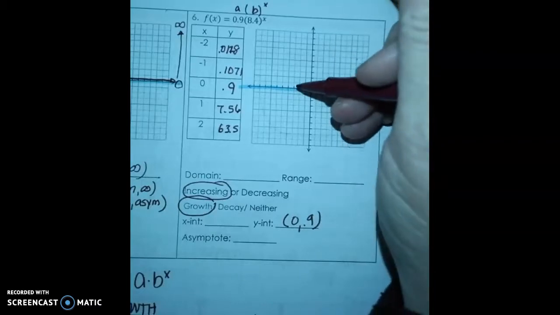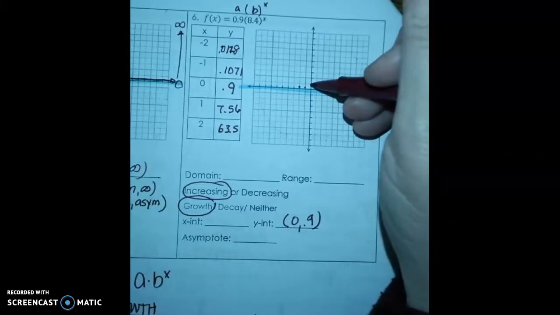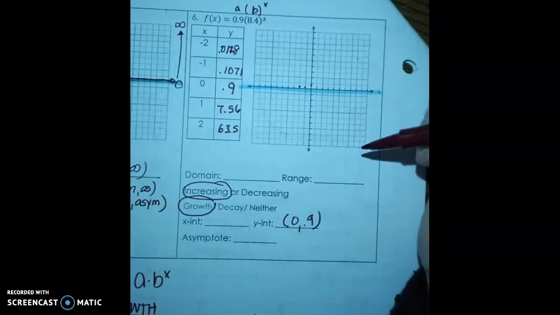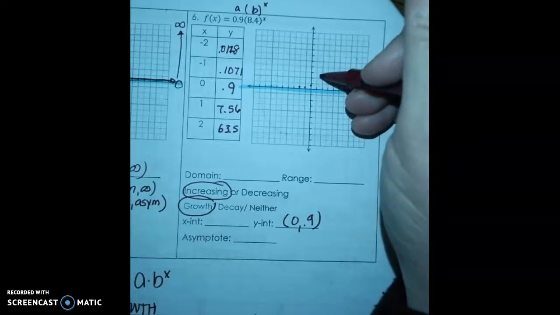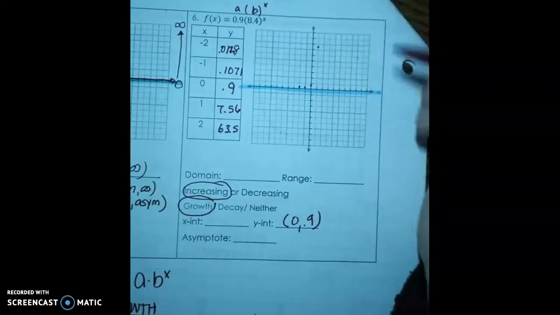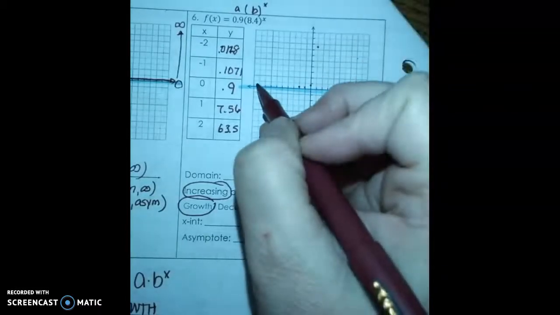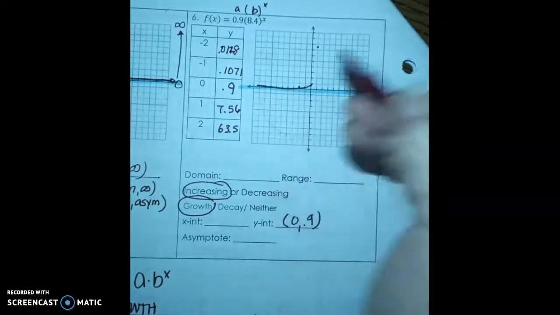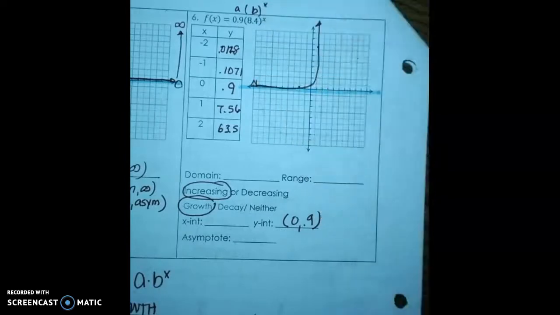-1 is a little higher up. Okay. 0 is at 0.9, so it's not even a whole lattice up. 1 is 7.56, so we're going to go 7, 1, 2, 3, 4, 5, 6, 7, and halfway to the next. And then the next one's way up off. We can't see it. So I know this is a curved graph, so I'm just going to kind of follow the curve to make it happen. And there we go. He's really steep on this one.